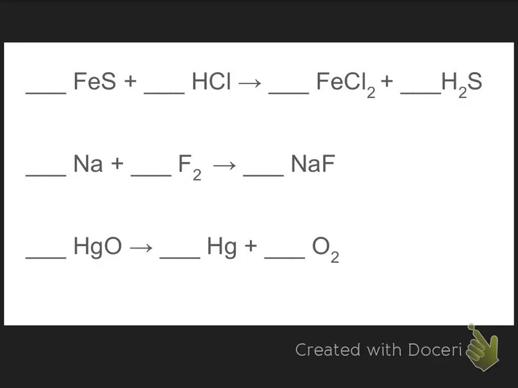Here are some other examples on how to balance equations. Remember, we had 3 different types of equations. We have synthesis, which are between 2 reactants, which gives us 1 product. We have decomposition, which is 1 reactant that breaks down into 2 or more products.